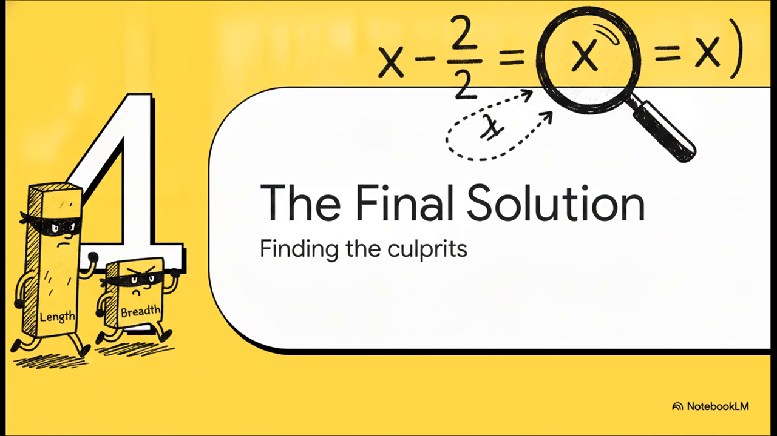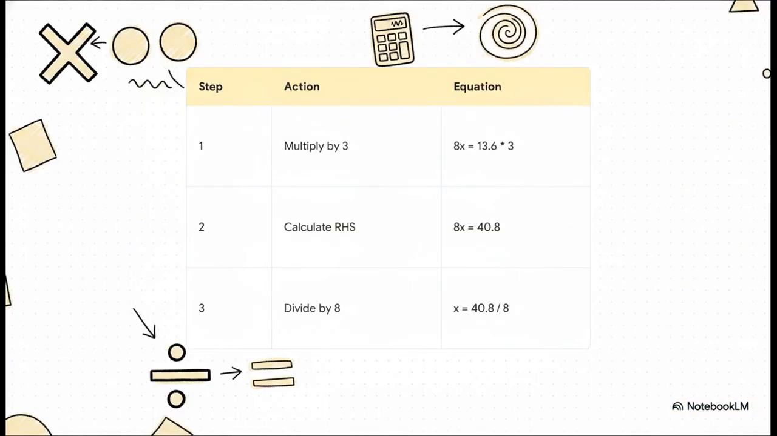And finally, part 4, the final solution. Capturing our culprits, length and breadth. We are in the home stretch now. Let's follow the logical flow of moving these numbers across the equal sign to get x completely alone. Step 1, we multiply both sides by 3 just to get rid of that pesky denominator. That gives us 8x equals 13.6 times 3. Step 2, calculate that right-hand side. 13.6 times 3 is exactly 40.8. So now we're looking at 8x equals 40.8. Step 3, to isolate x, we just divide by 8, which means x equals 40.8 divided by 8.